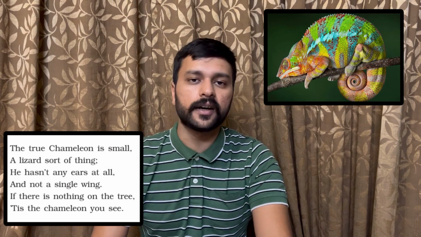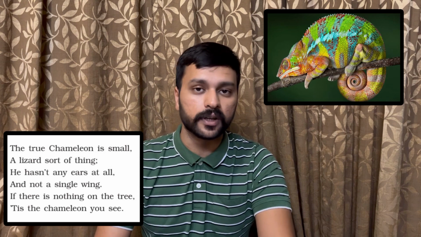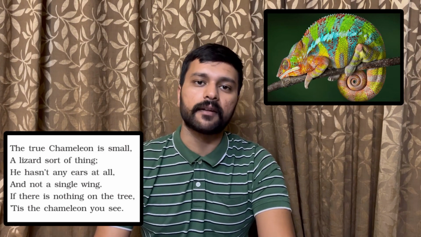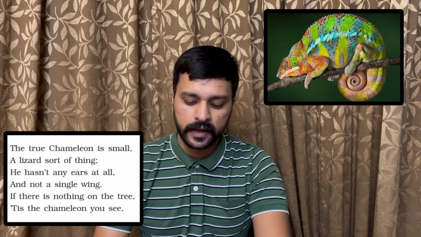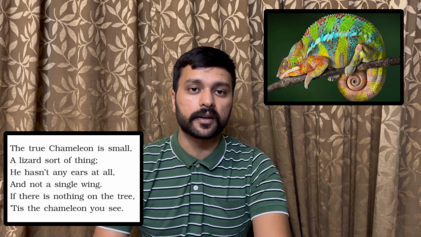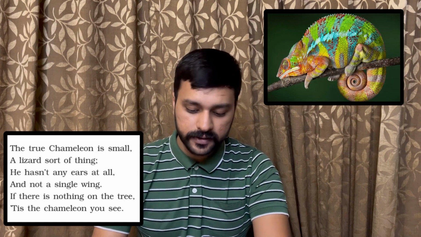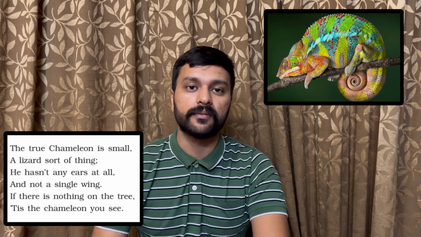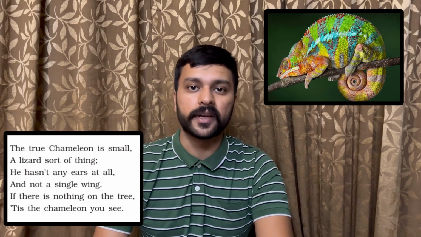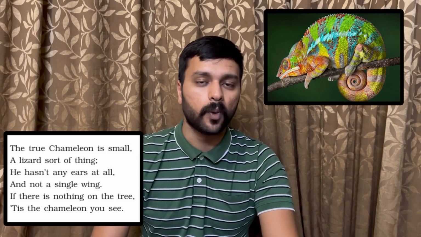He hasn't any ears at all. उसके कान नहीं होते बिल्कुल भी. And not a single wing, और ना ही उसके पंख होते हैं. If there is nothing on the tree, अगर पेड़ पे आपको कुछ ना दिखे, 'tis the chameleon you see. तो समझ जाना कि आप एक chameleon को ही देख रहे हैं. Because why is she saying that? Because आप सबको पता होगा that chameleon can change the color of their bodies according to the environment, according to their surroundings. So if you think that there is nothing on the tree, don't be so sure, because there would be a chameleon for sure.